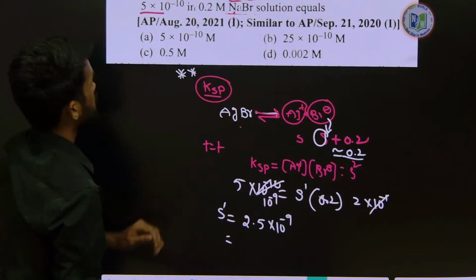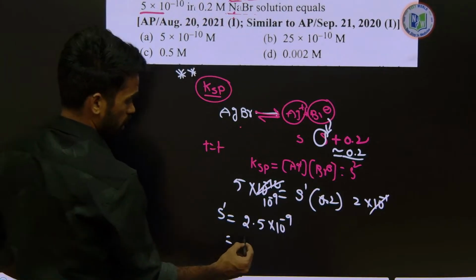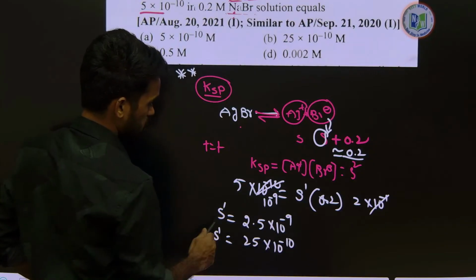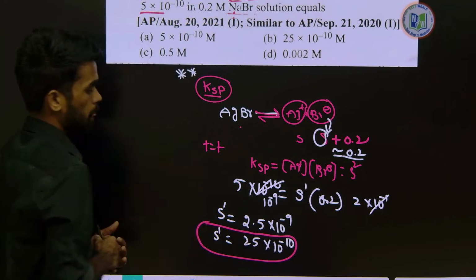So is there any such option, right? See, we can write 25 into 10 power minus 10. Yes, this will be your answer for the question. Okay, right.